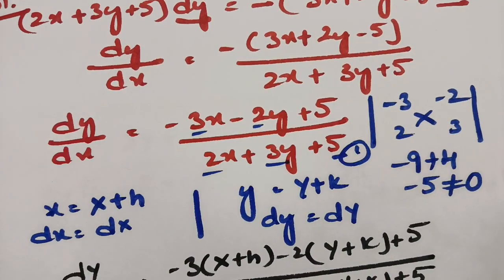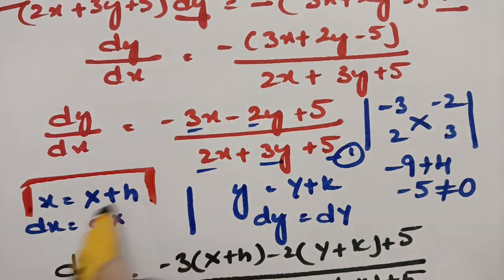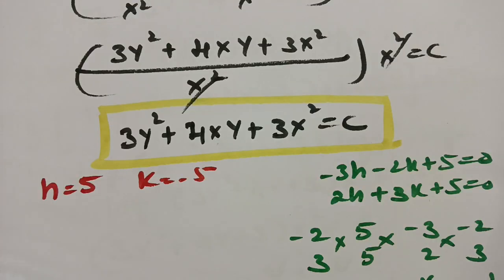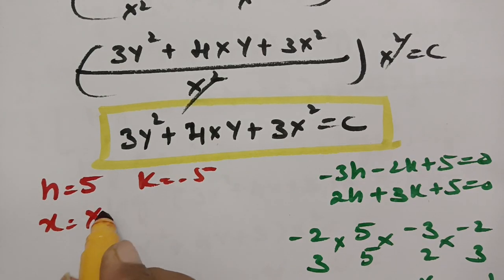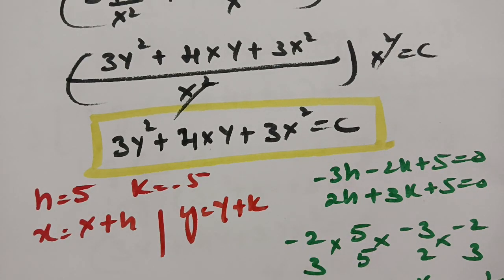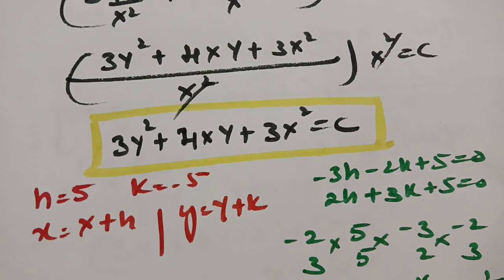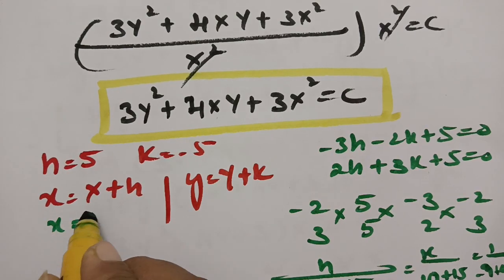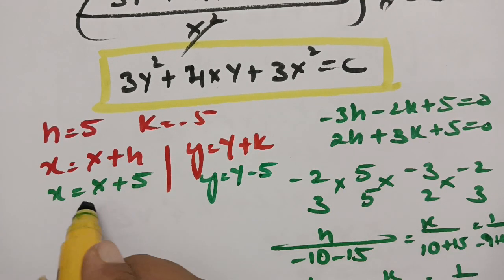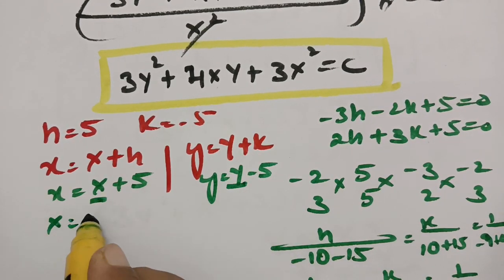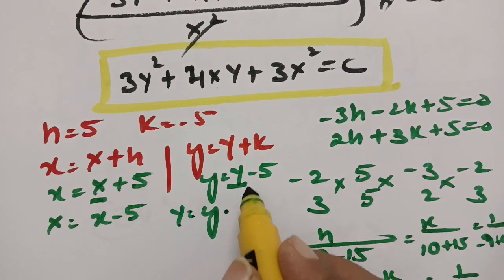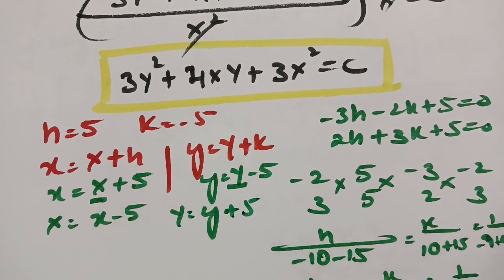And here we made a substitution as small x is equal to capital X plus h, and small y is equal to capital Y plus k. Therefore, if I substitute here, small x is equal to capital X plus 5 and small y is equal to capital Y minus 5. And therefore we need the capital X value. Capital X value is equal to small x minus 5, and capital Y value is equal to small y plus 5. And here is the substitution.